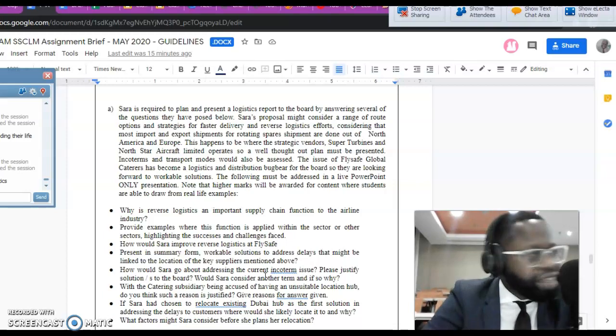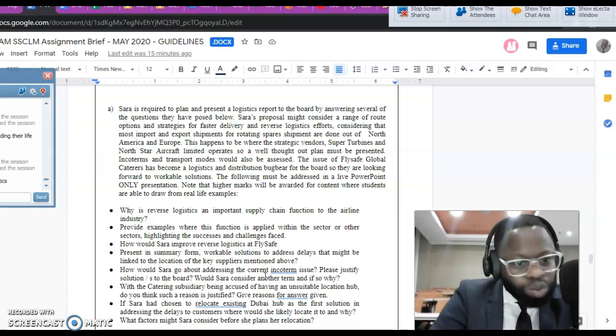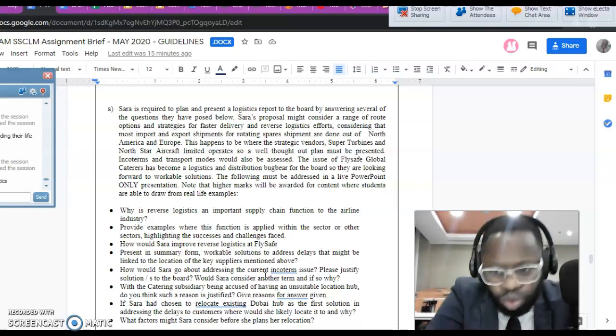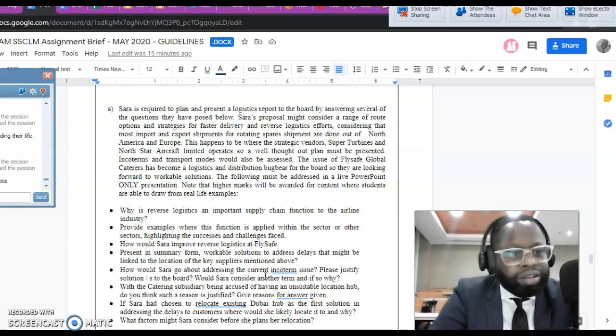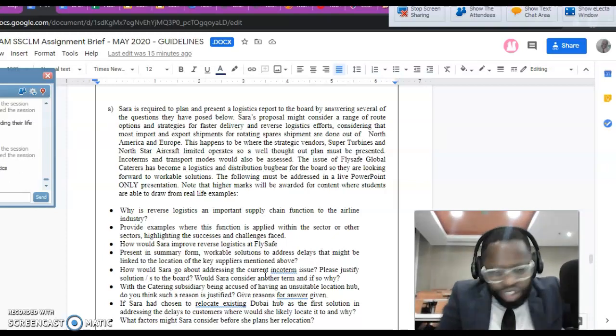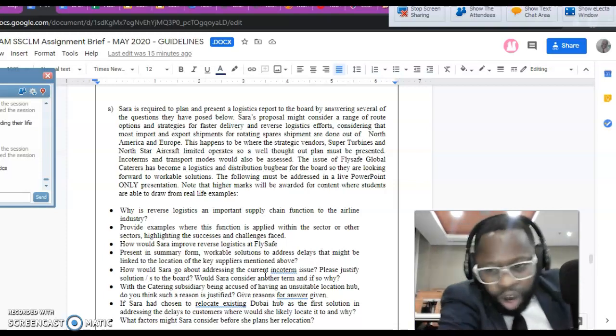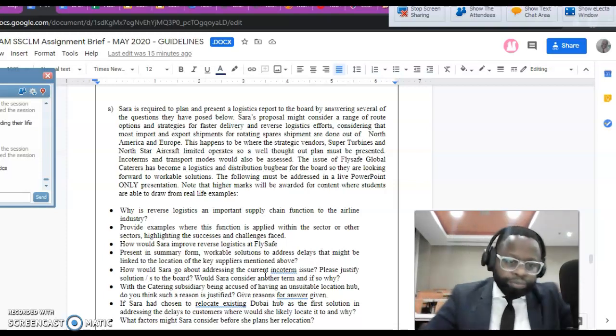But Negosi, reverse logistics is already there. The problem is this: it is taking too long. It's already there, so there's no need to suggest reverse logistics. It already exists, but it's taking too long because the repair shops are out in Europe and North America.